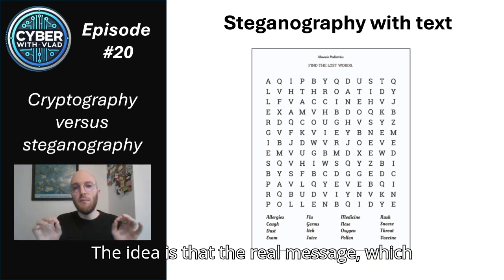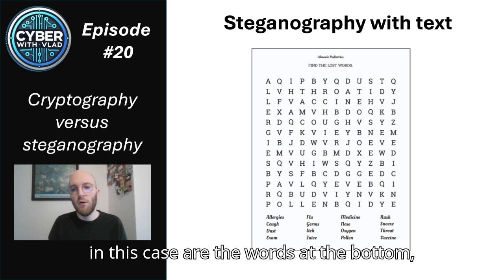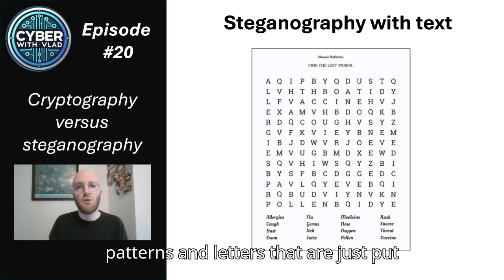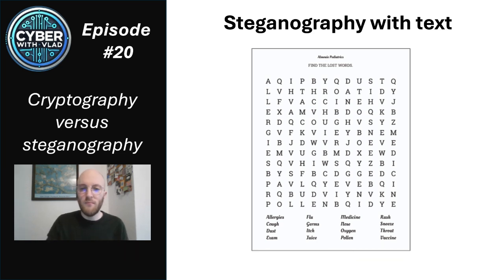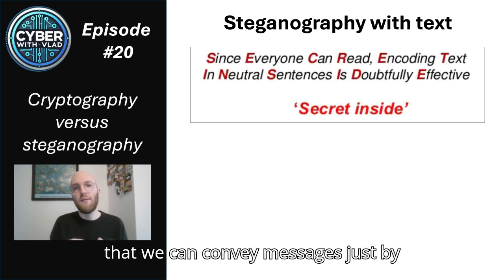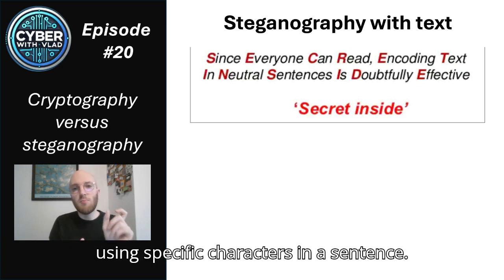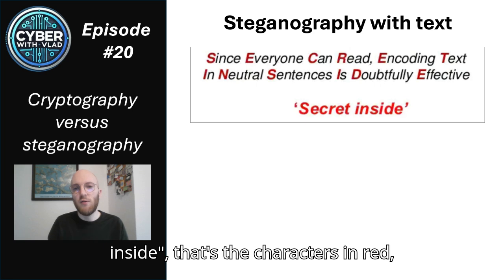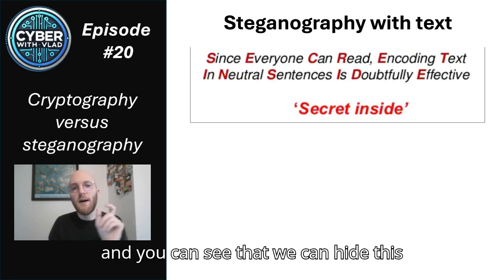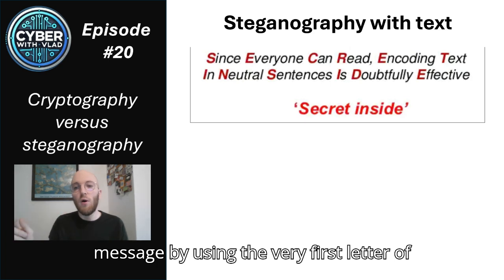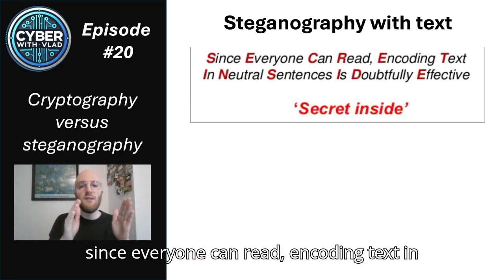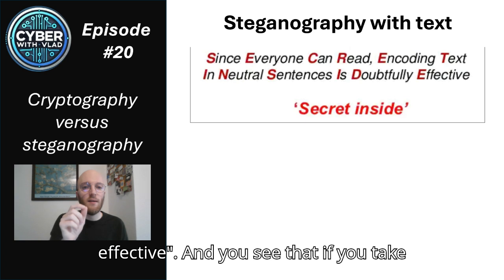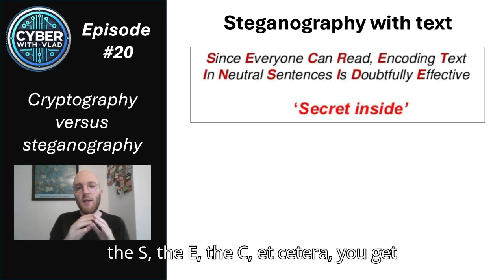The real message, which in this case are the words at the bottom, is hidden within a mixture of patterns and letters that are just put there as a decoy. Perhaps a second example, to show you that we can convey messages just by using specific characters in a sentence. Here, our secret is "secret inside", the characters in red. We can hide this message by using the very first letter of each of the words in the sentence. Since everyone can read, encoding text in neutral sentences is doubtfully effective. If you take the S, the E, the C, and so on, you get "secret inside".